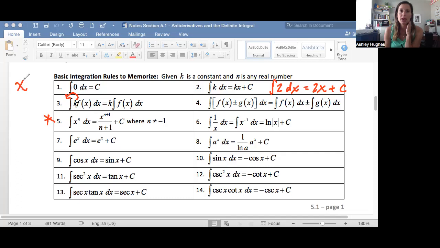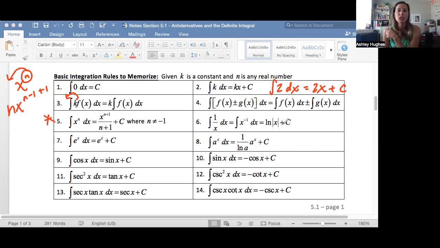So remember, we had the power rule for taking the derivative. We brought the power down and we subtracted 1. Well, for the antiderivative, we're going to do the exact opposite. We're going to add 1 to this power and then divide by that new power. That's how we write this here. x to the n plus 1 over n plus 1.